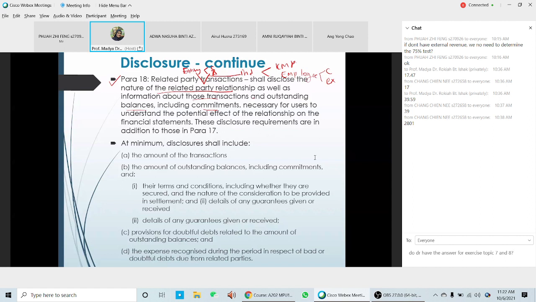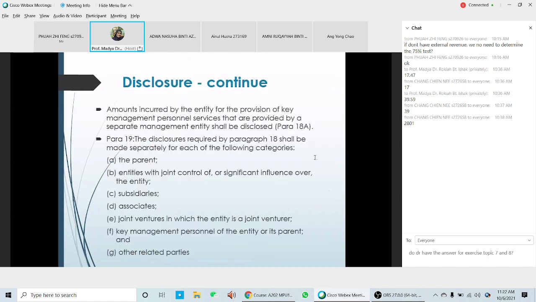This one is because you want to help the user to understand the potential effect of the relationship on the financial statement. Others, a minimum disclosure here: you need to disclose the amount of the transaction, the amount of outstanding balance, provision for doubtful debt, and expense recognized during that period, for example, of the doubtful debt due from the related party. Also the amount incurred for the provision of key management personnel service.